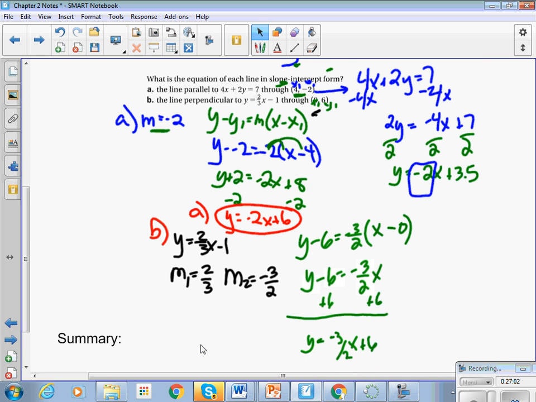So my equation of the line perpendicular to my original line that passes through 0, 6 is y equals negative 3/2 x plus 6. And that's how to deal with parallel and perpendicular.